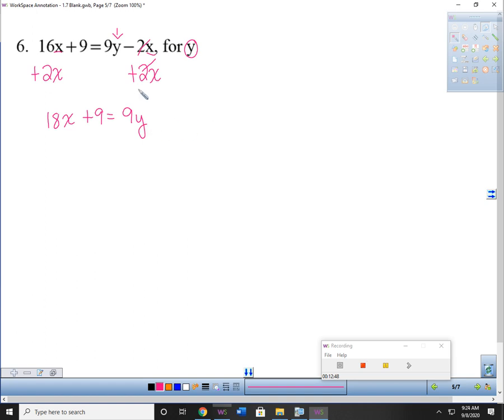All right, now the only thing left to get this y all alone would be to divide by 9. And remember, you have to divide every term by 9. So it cancels here, which leaves me with y equals 18 divided by 9 is 2. And 9 divided by 9 is 1. And then I'm done.